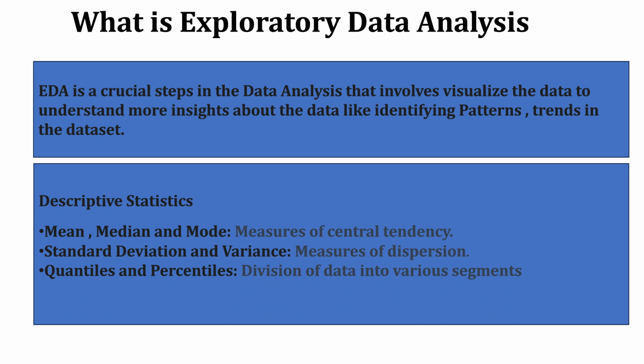The next one is measures of dispersion. Dispersion tells us the standard deviation and variation in the data or in the column values. The next one is quantiles and percentiles. That also we can check. Let's say for example, what my 25% of data looks like, what my 50% of data looks like, and what my 75% of data looks like. That also we can check using percentiles.